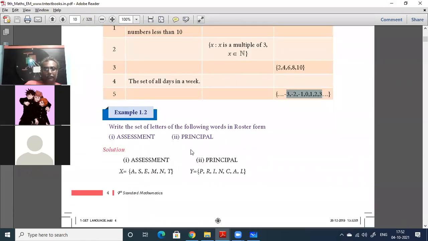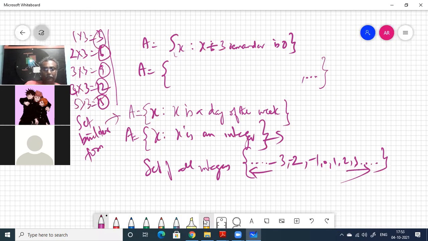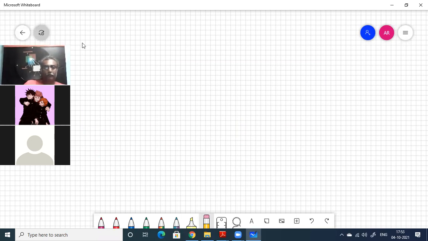Okay, then he is telling one example. Write the set of letters of the following words in roster form. Very important. This word is assessment. Okay, that word is assessment. You have to write it in roster form. Which is already repeated, we should not write it again, uncle. That is very, very important.